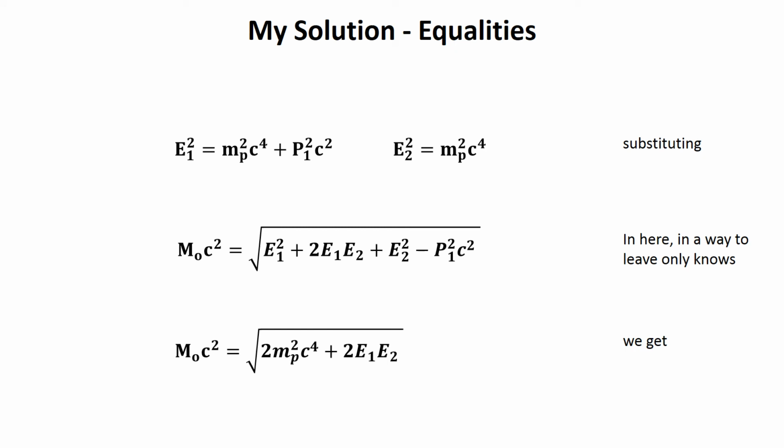But we now remember the equations for the energies of our two colliding particles, which we previously derived. We are substituting them in such a way as to leave no unknowns. We then result in the equation displayed at the bottom of this page.